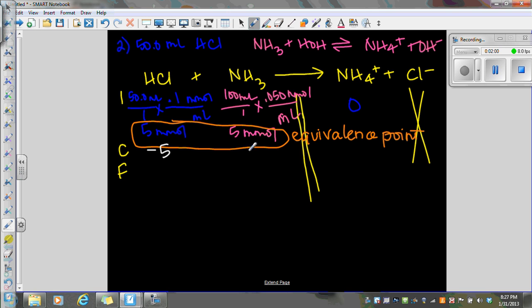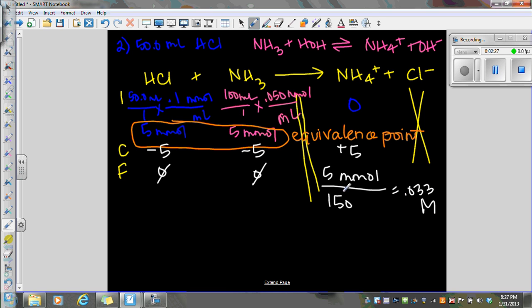So each of these would go down by 5, which you don't actually have to show if you say that you're at the equivalence point. The conjugate goes up by 5, so you have 5 millimoles of ammonium left. Now, I would recalculate molarity. So 5 divided by 150 gives us 0.033 molar.